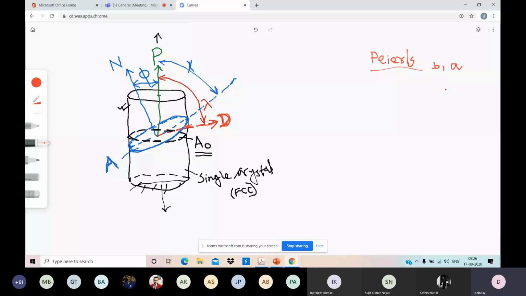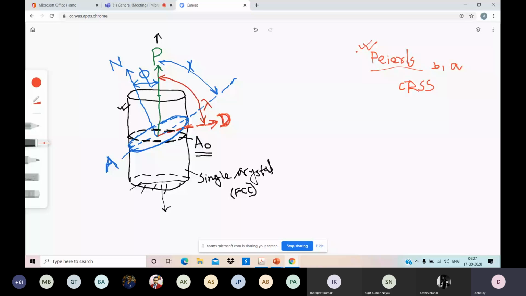Now whether slip will occur on the slip plane or not is decided by the critical resolved shear stress, Schmid factor, whatever you are talking about. So this plane A and direction D are identified as slip plane and slip direction because their combination gives the minimum Peierls stress value. That's why we call the plane a slip plane and the direction a slip direction.